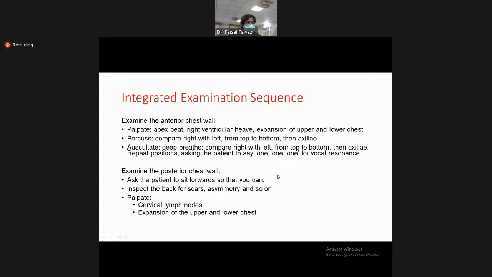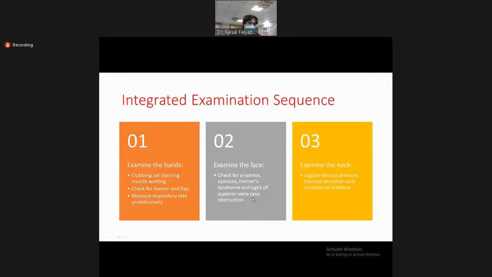Coming to examine the posterior chest wall, ask the patient to sit forwards so that you can inspect the back for any scars, asymmetry, and so on. When you are at the posterior chest, you palpate the cervical lymph nodes as well, and you check the expansion of the upper and lower chest.